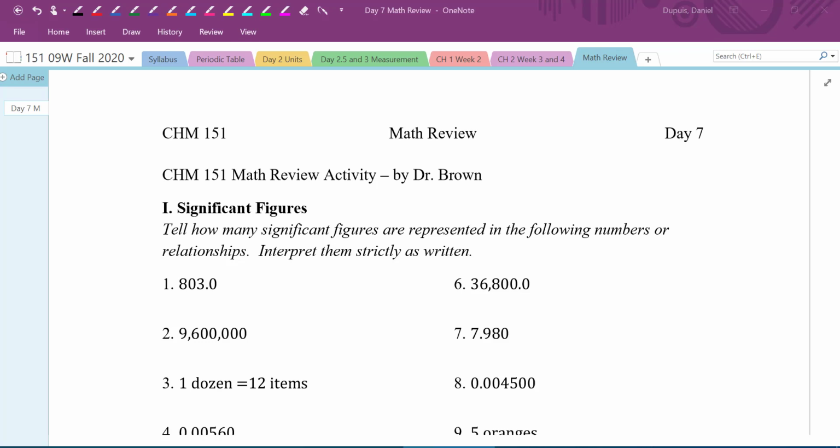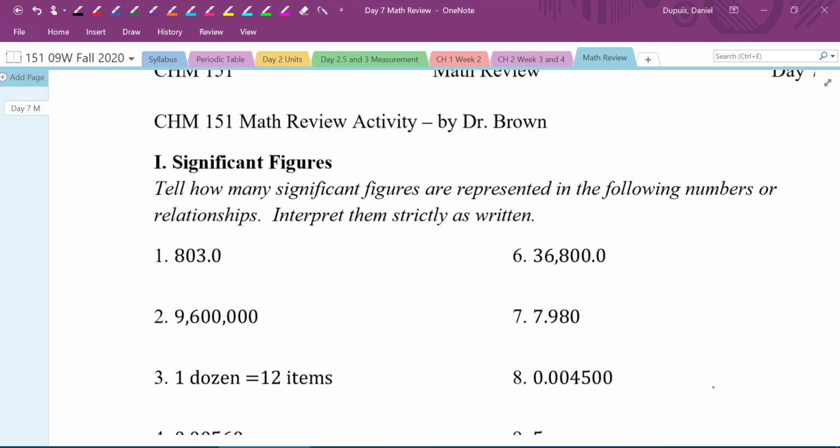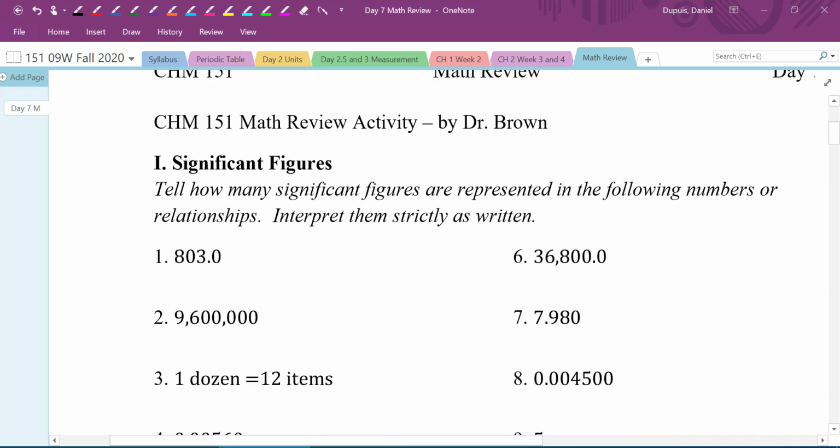Hey guys, alright, we'll talk about the math review today. Let's go through this to make sure everybody's on the same page. First up is Sig Figs. How many Sig Figs are in these numbers? So, number one here, start off.